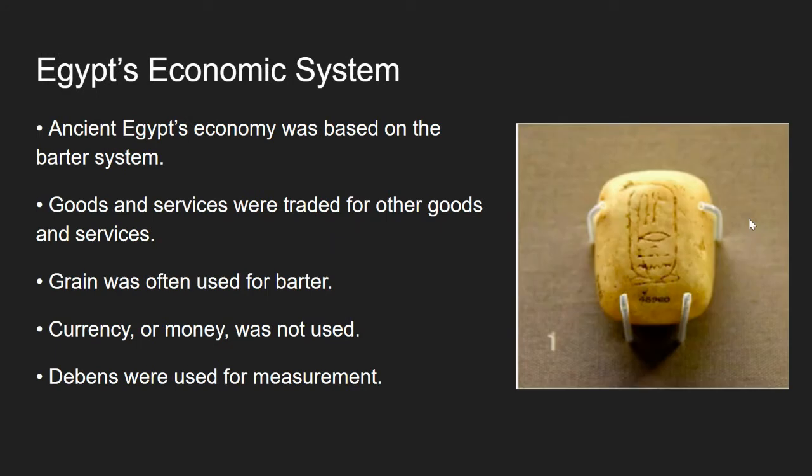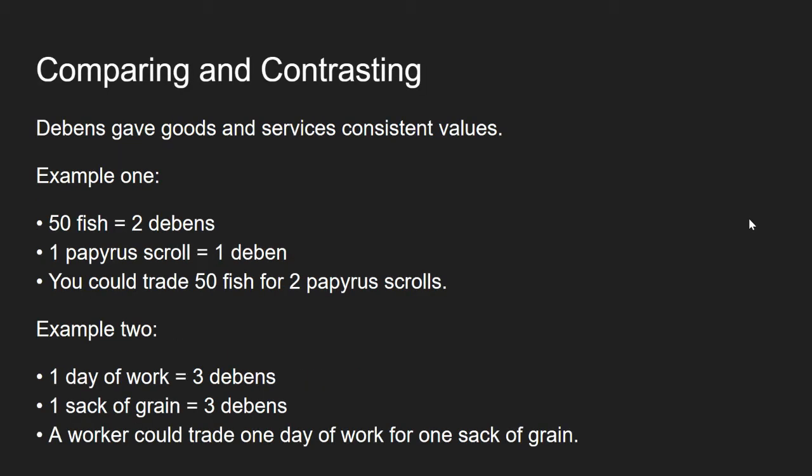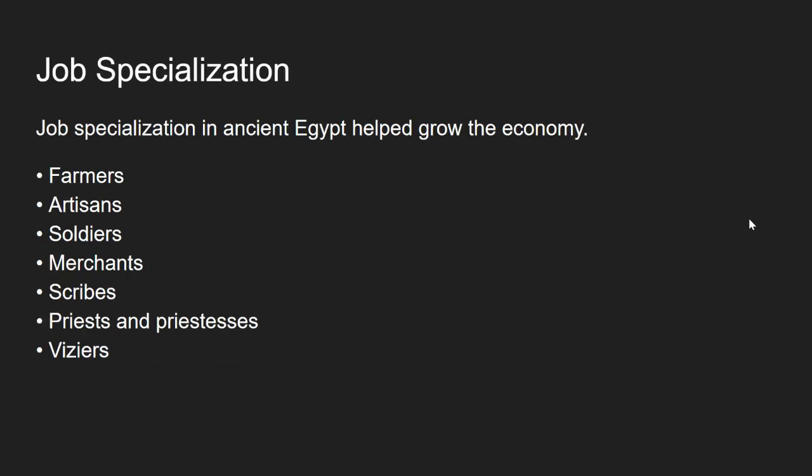Ancient Egypt's economy was based on the barter system, where goods and services were traded for other goods and services. Grain was often used for barter, currency or money was not used, and debens were used for measurement. And debens gave goods and services consistent values. For example, 50 fish was equal to 2 debens, and 1 papyrus scroll was equal to 1 deben. You could trade 50 fish for 2 papyrus scrolls.